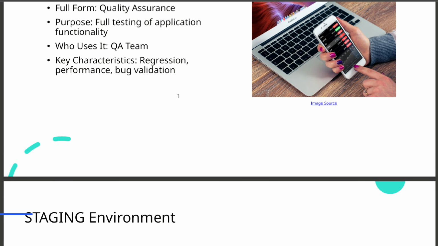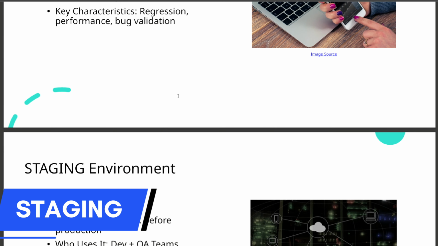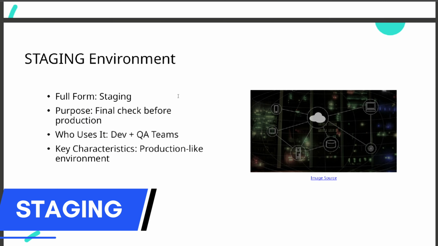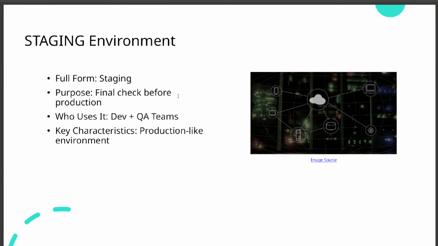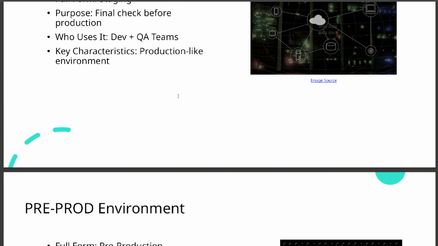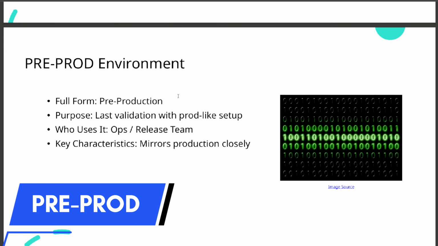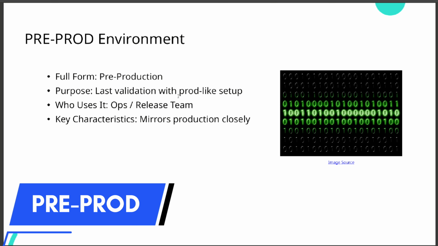And the next environment is the staging environment, and it closely mirrors production in terms of configuration, data structures, and deployment process. Final testing is done here before the release, and it is used by the developers as well as QA teams.